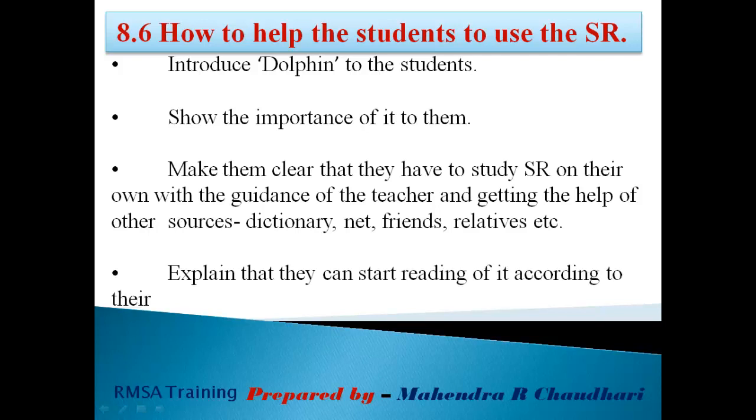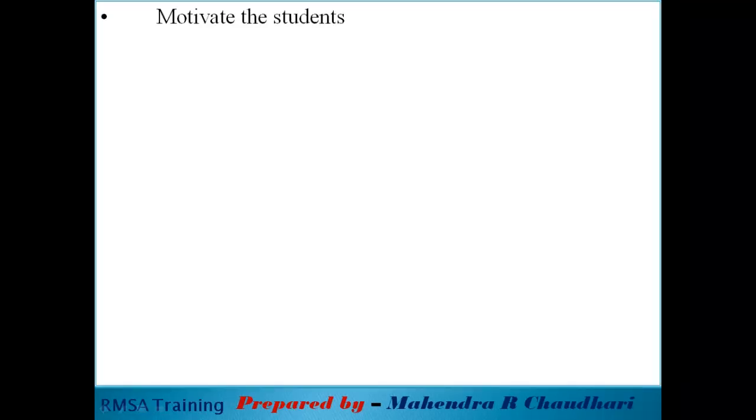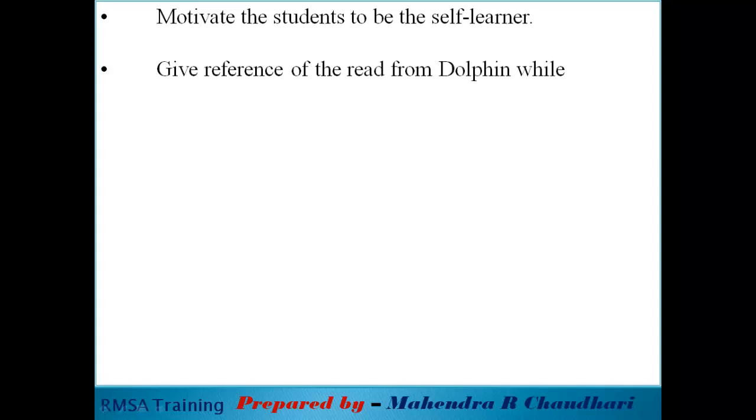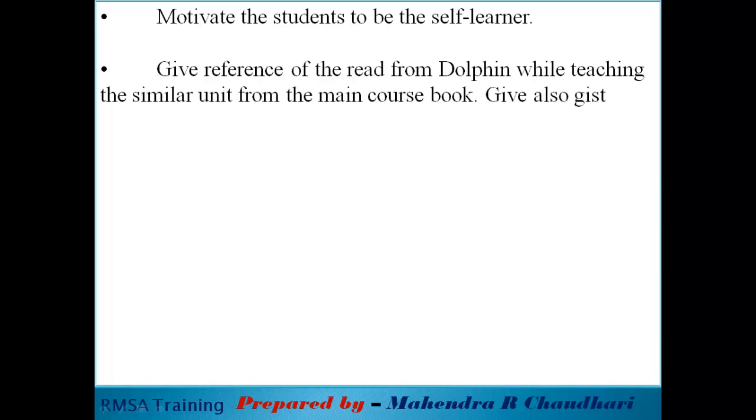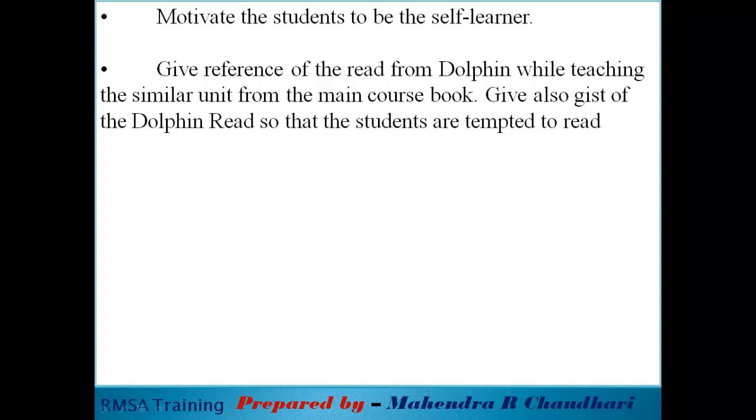Explain that they can start reading it according to their interest, not necessarily following the sequence. Motivate the students to be self-learners. Give reference of the read from Dolphin while teaching the similar unit from the main course book. Also give the gist of the Dolphin read so that the students are tempted to read from the Supplementary Reader.